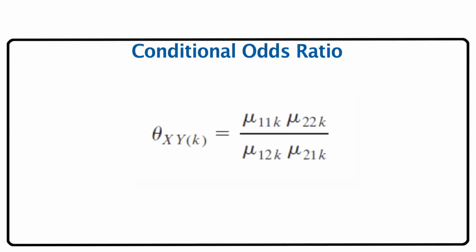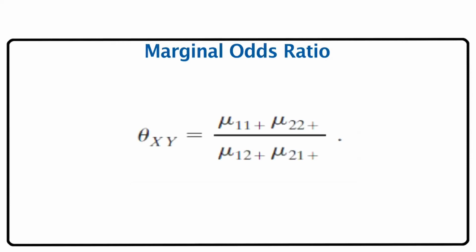mu11k mu22k by mu12k mu21k, where mu ijk is the probability of an observation lying in cell i for x, j for y, and k for z. I am not restricting myself to the case of 2 by 2 by 2 tables, but considering general categorical data where each of x, y, z can lie in any number of categories.